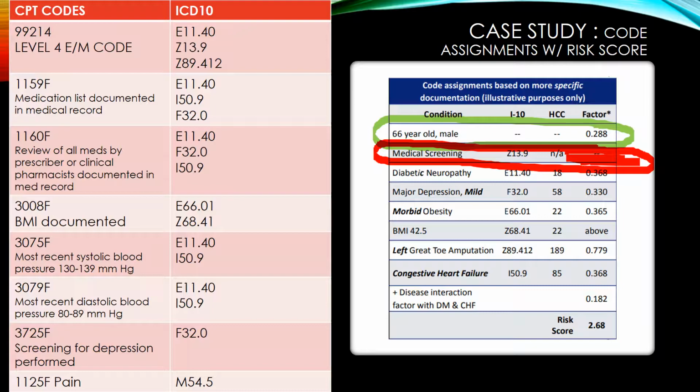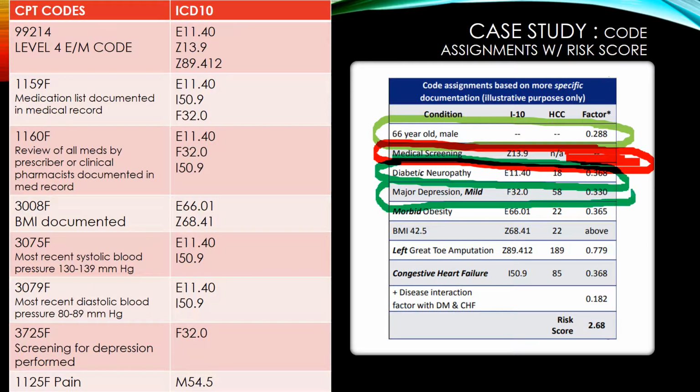Then you have the diabetic neuropathy, which is E11.40, HCC group 18. And yes, they did give you some credit for it: you get 3.368. Then you have the major depression disorder, which is mild, F32.0, HCC category 58, 0.330. Then you have morbid obesity, E66.01, category 22, 0.365. As you see, I grouped those together.